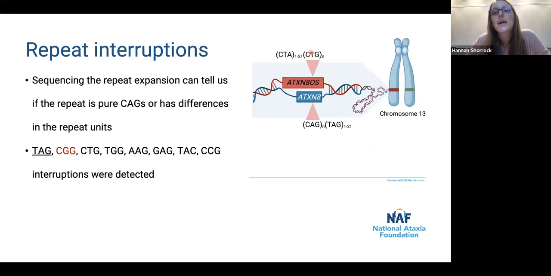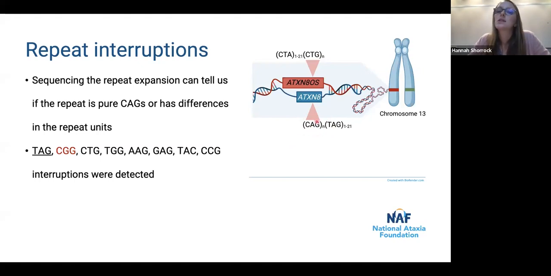So we're back here to our ataxin 8 OS and our ataxin 8 genes, which sit on opposite strands of the DNA. And we have our CTG repeat in ataxin 8 OS, which is a CAG repeat in ataxin 8. And so actually sequencing these repeat expansions can tell us whether this repeat here is a pure repeat or whether it actually has differences in those units of repeats. And so I'm just going to talk about repeats in different sequence interruptions in the context of the CAG repeat, but these would be present in both the CTG and the CAG repeat.